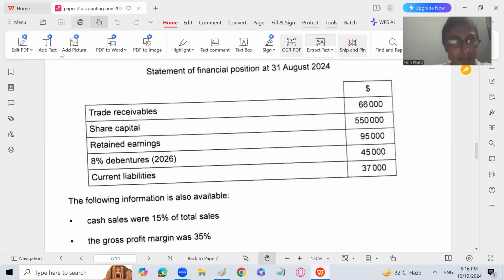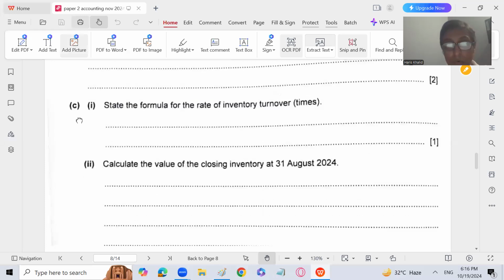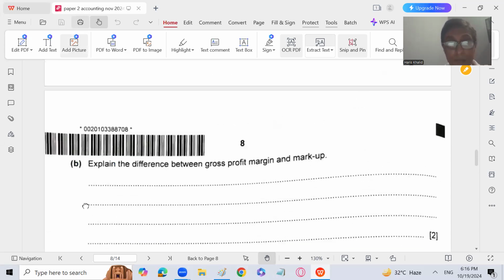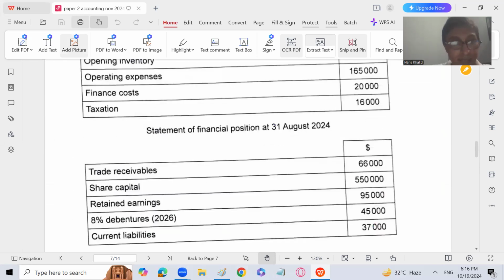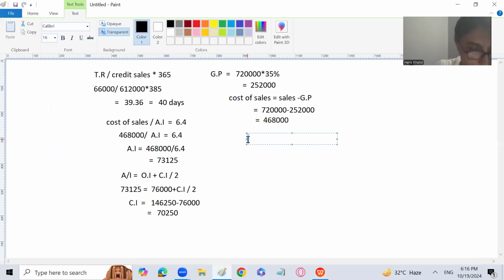We have calculated that. We are done with the value of the closing inventory. Now you have to find the return on capital employed formula and the answer for the return on capital employed. So the formula for the return on capital employed is going to be, let me write it also.